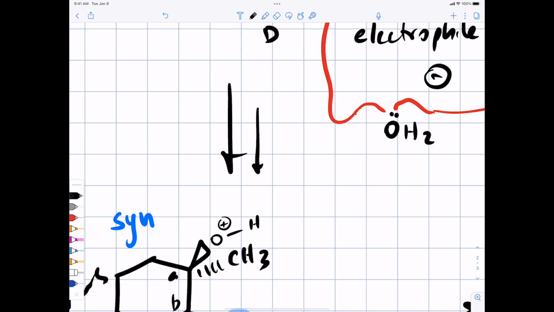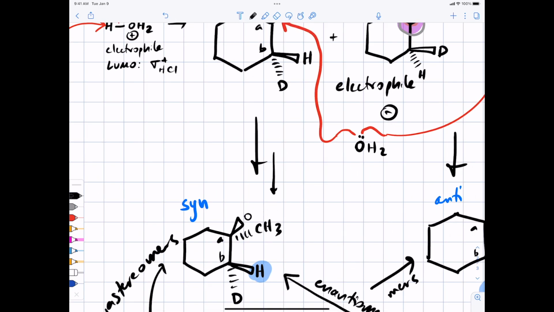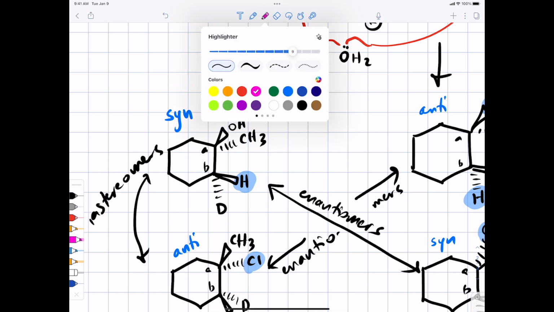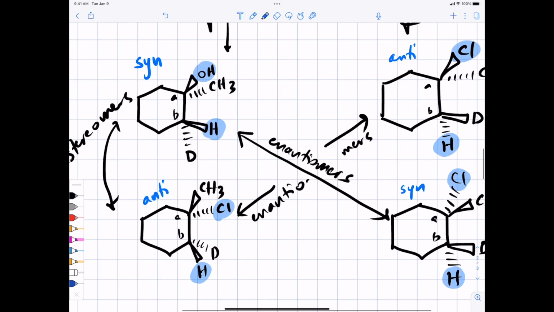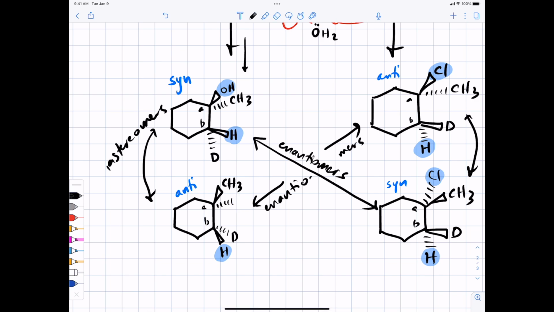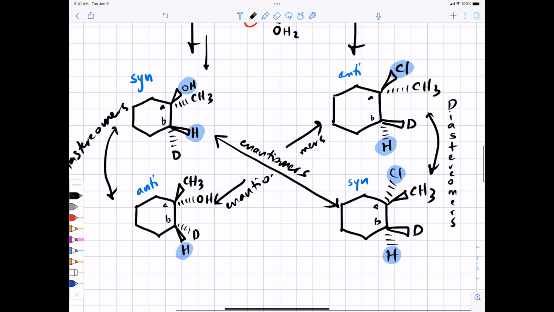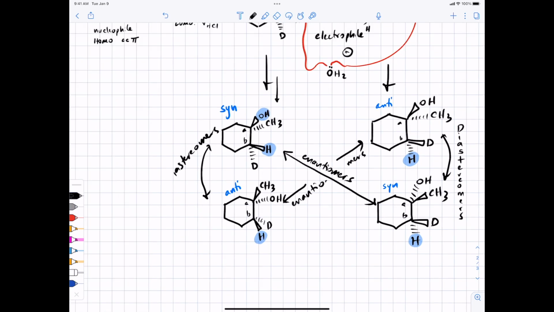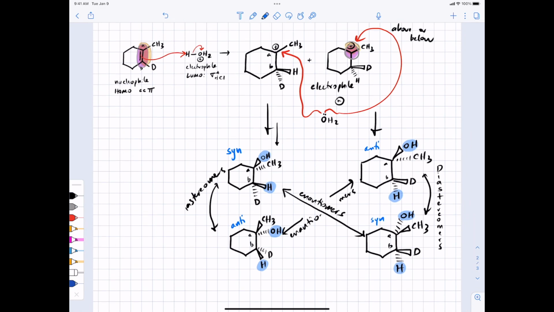So in the end, after that last proton transfer step, we end up with an OH on the more substituted carbon. And as with chloride, you're going to get the mixture of syn and anti-diastereomers and their respective enantiomers. So I do not recommend that you think of these two reactions as separate reactions to memorize. They're really not. They're exactly the same reaction, only the nucleophile in the second step is different. Okay? Anything you want to know about alkene hydration?